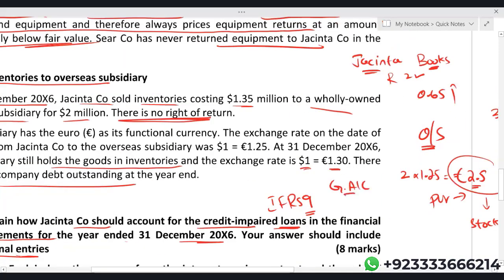Can I say in group accounts, 2 minus 1.35? It is how much? 0.65 million. Can I say number 1? In group accounts, the intra-group profit of 0.65 million will be eliminated. Repeat: in group accounts, 0.65 million will be eliminated. Is this clear to everyone? Yes or no?